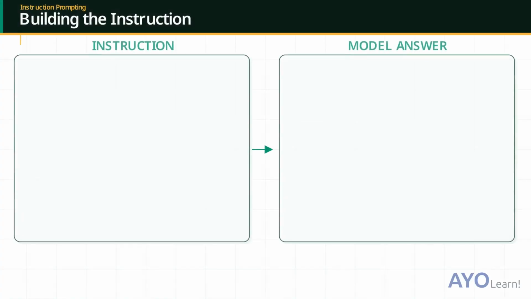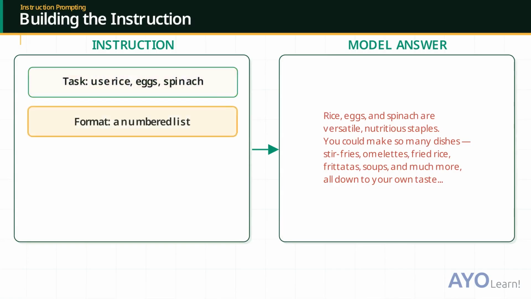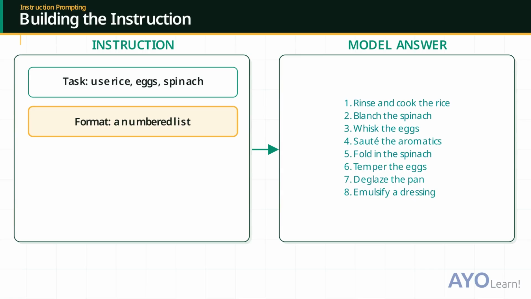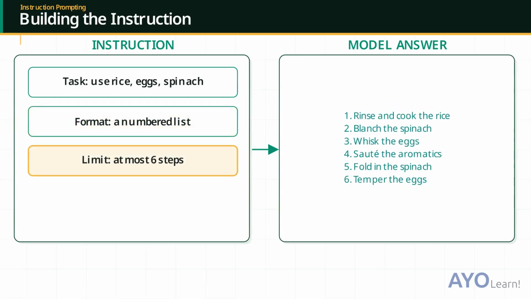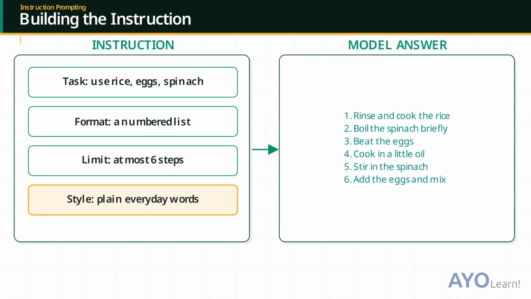Let's build the instruction one piece at a time on the same recipe request. Start with just the task. The answer rambles in prose. Add a format, and it snaps into a numbered list. Cap it at 6 steps, and it trims down. Ask for plain, everyday words, and the jargon falls away. Each part closes off one way to guess wrong.